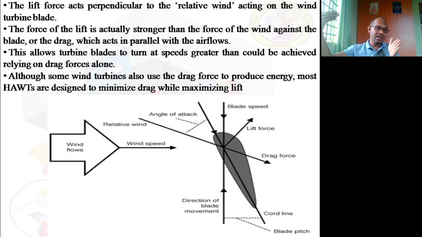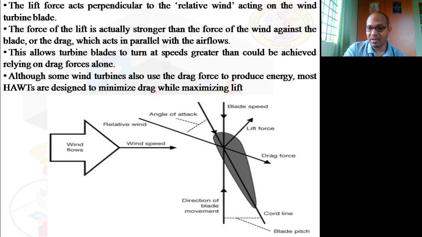Angle of attack means the air which is attacking from this particular direction. So what happens is, the lift force is perpendicular to the drag force, which goes along the angle of attack. Now please be careful here, my dear friends. This is an angle of attack, where this is the blade speed which is moving in this direction. The lift force is always acting in a perpendicular direction.